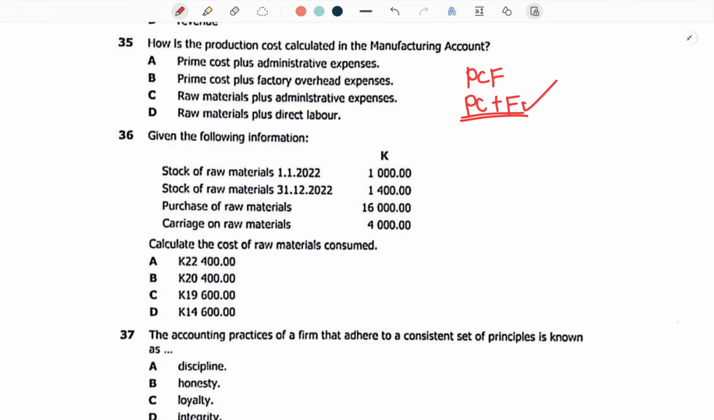Given the following, we have stock of raw materials, purchase of raw materials, and carriage on raw materials. They give you this data. Then they say calculate the cost of raw materials consumed. Okay, let me give you a formula. So the cost of raw materials, make sure you know this formula.